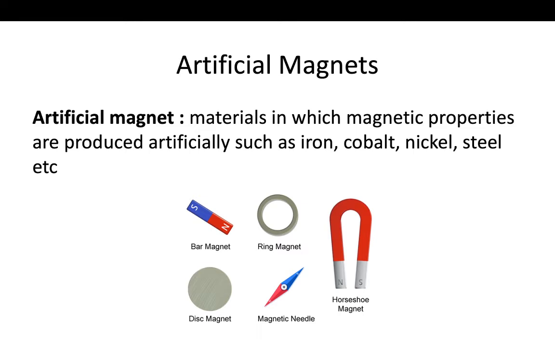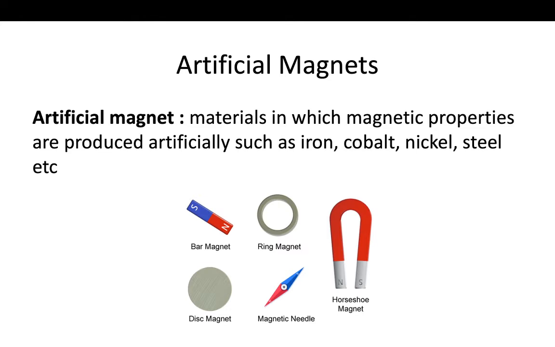Artificial magnets are materials in which magnetic properties are produced artificially, such as iron, cobalt, nickel, and steel. In labs we mostly use artificial magnets, and they can be of different types. It can be a horseshoe magnet, or a bar magnet. A bar magnet has the south pole and north pole indicated on it.